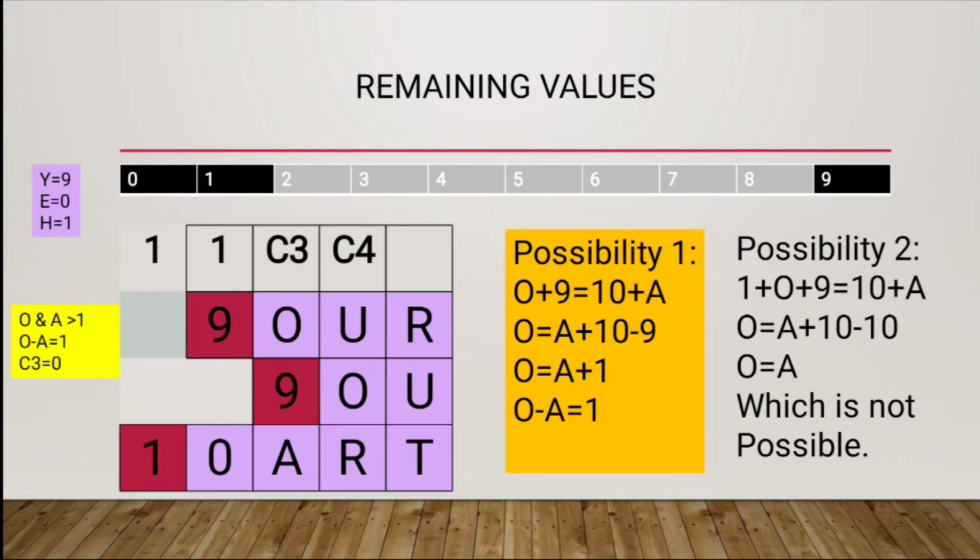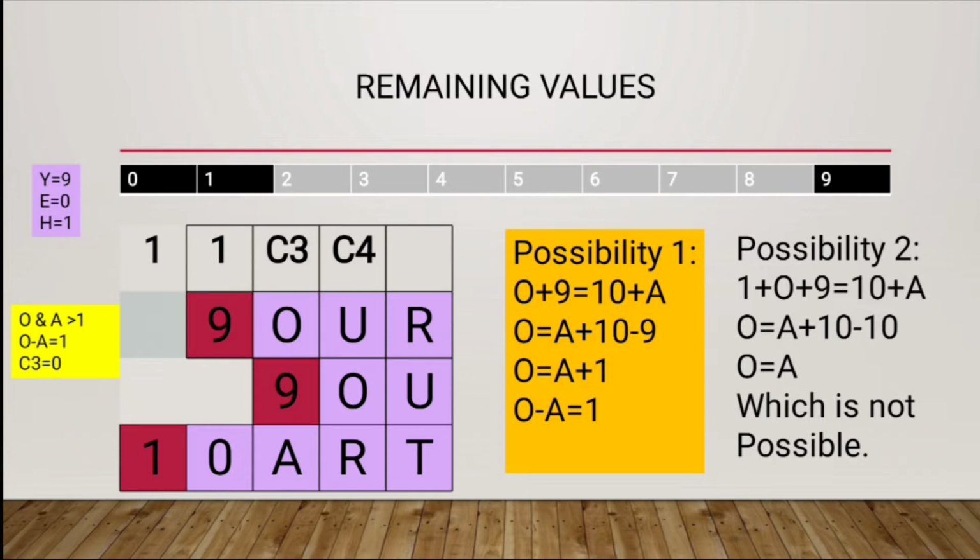That is the thing that we are going to find now. So I am going to discuss possibility 1 and 2. You know that o plus 9, that is o plus y, we have introduced 9 for y, so it is o plus 9 is equal to 10. Why? Because it should have a carry that we have discussed in the previous slide. That is, the c2 value should be 1. So o plus 9 should be 10 and a will be an additional value there. So o plus 9 is equal to 10 plus a. That is the thing that we are going to solve here.